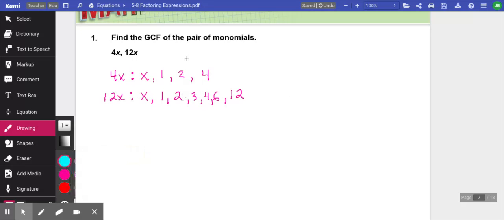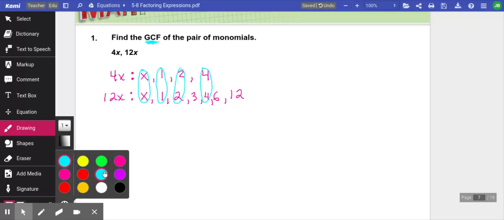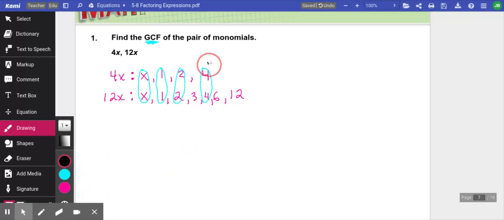The next thing I want to do is I want to circle the numbers that are the same. So I have x's in both. I see 1s in both. I see 2s in both. I see 4s in both. And I run out of numbers, so there's nothing else that's higher. So the greatest common factor, remember, GCF means the greatest common factor. x, 1, 2, and 4 are common. The greatest common factor is going to be 4.